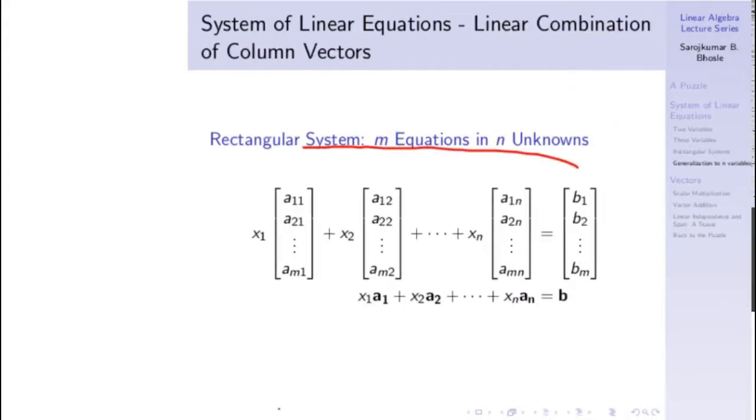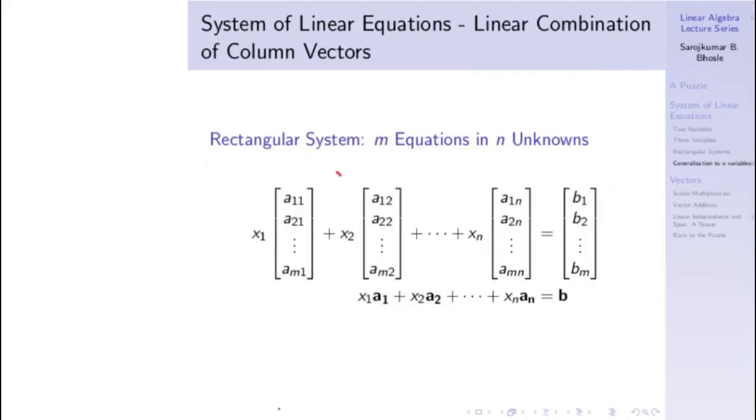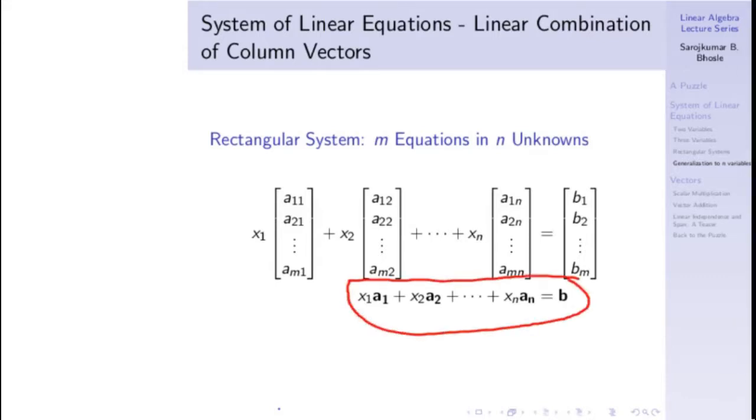Similarly, the alternate representation is this, wherein each column of the matrix is represented by a column vector and it is scaled, or multiplied, by the corresponding unknown. So every column vector is multiplied by each unknown, and this is the vector form of the equation wherein the bold letters represent vectors.